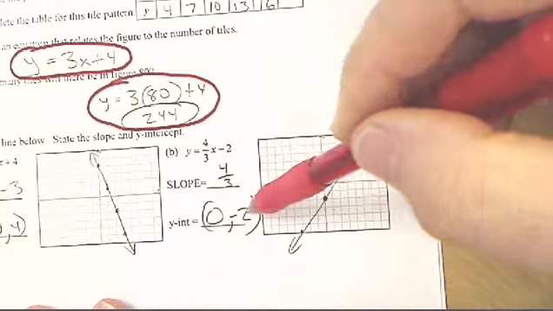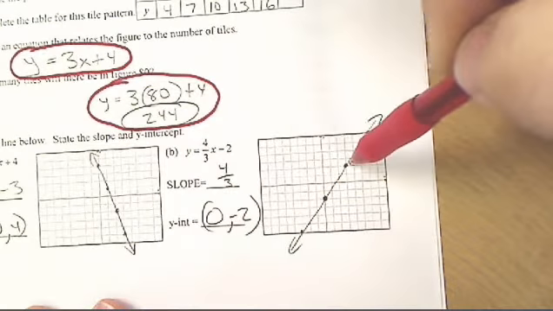Start off with 0, negative 2, rise 4, run 3, rise 4, run 3.